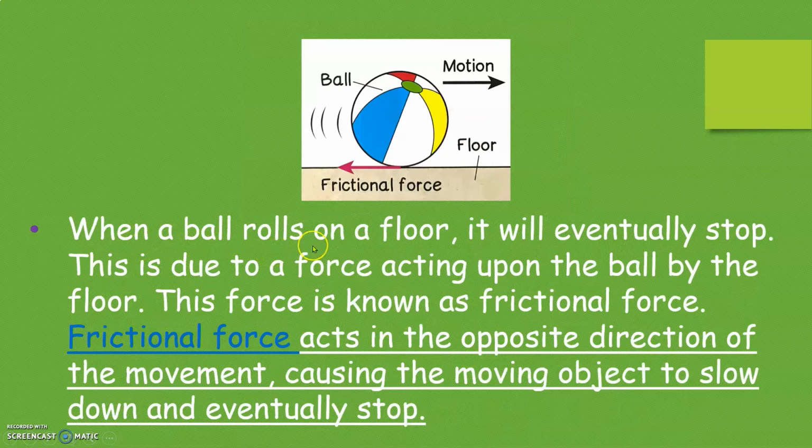When a ball rolls on the floor, it will eventually stop. This is due to a force acting upon the ball by the floor. This force is known as frictional force. Frictional force acts in the opposite direction of the movement, causing the moving object to slow down and eventually stop.